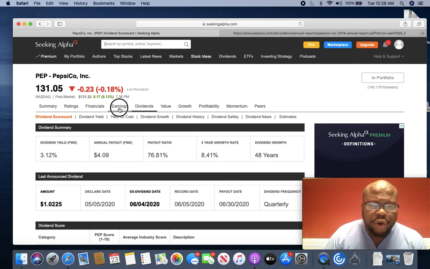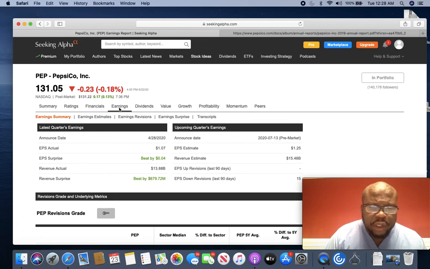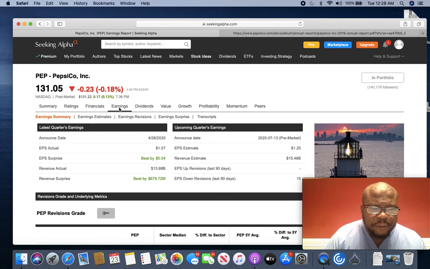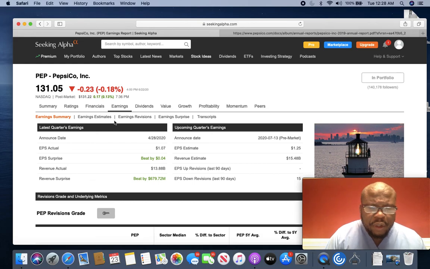Let's specifically go to earnings and see what the earnings are. They have here earnings per share, and the actual earnings per share is $1.07. I'm not sure if this must be the quarterly, because if they're giving out $4.09 per year, this can't be the yearly. This can't be the yearly.